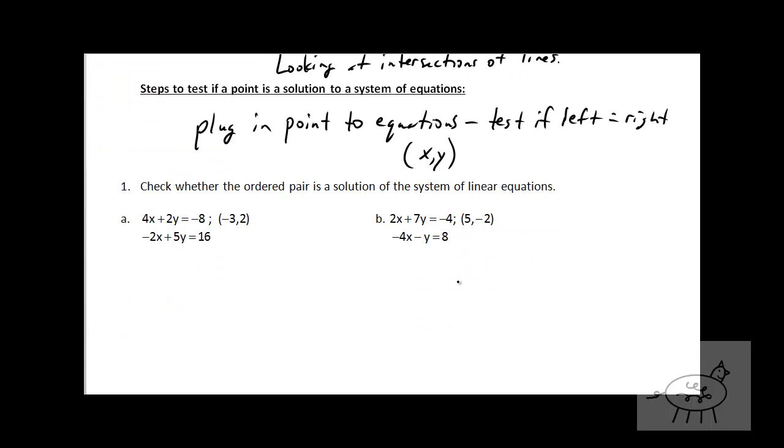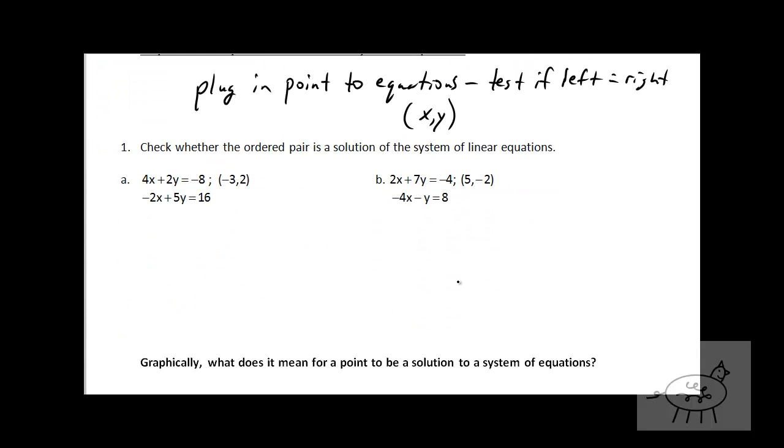So let's look at number one. Basically, you're given two equations, and you're given that x is -3 and y is 2. You literally plug those x's and y's into the equation to see if for the first one it equals -8, and for the second one it equals 16. Use your calculator, whatever you need to do, but you plug it in. So let's just do it. 4 times -3 plus 2 times 2, does that equal -8? That's the question. Well, let's figure it out. -12 plus 4 equals -8, and -12 plus 4 does equal -8.